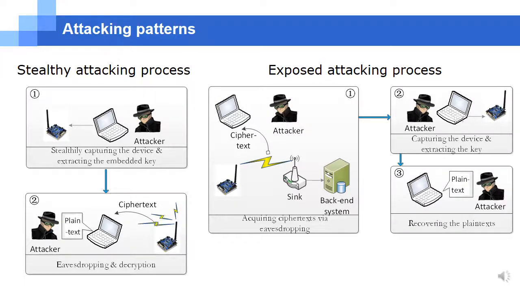The right figure shows the second pattern, where an adversary permanently captures a device, or a temporary capture is detected by the owner. In this scenario, the captured device cannot be used further. However, an adversary can still threaten the confidentiality of data communication by following these steps. First, eavesdrop on the encrypted communication flow and store the ciphertext. Second, capture the device and extract the cryptographic key. Third, decrypt the stored ciphertext with the acquired key.